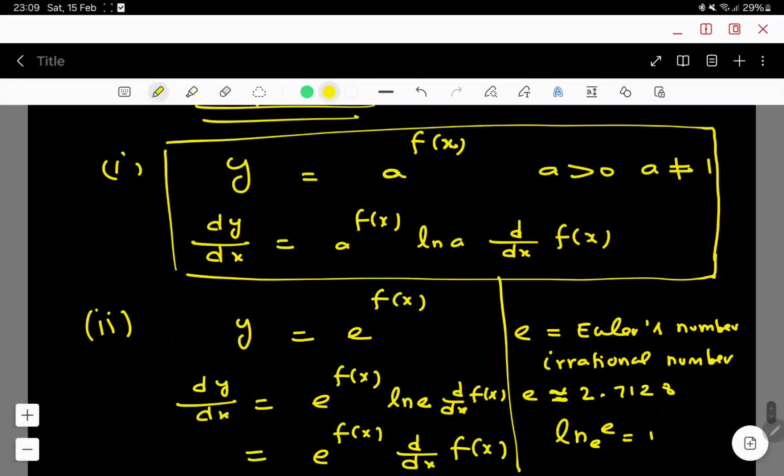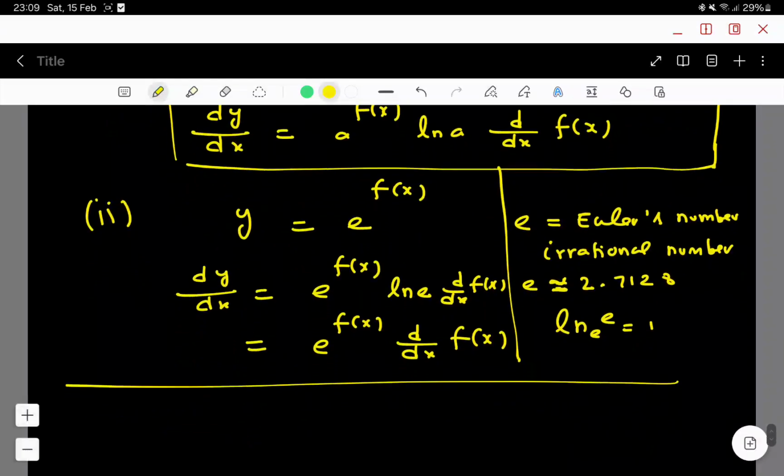First one is a power f of x. To differentiate a power f of x, write a power f of x as it is into ln a into d by dx f of x. Don't forget to differentiate f of x. F of x is any function of x. Similarly, e power f of x also.